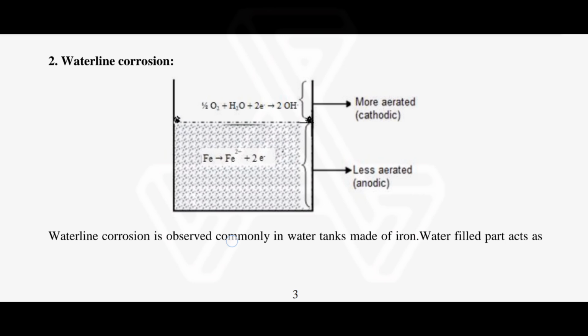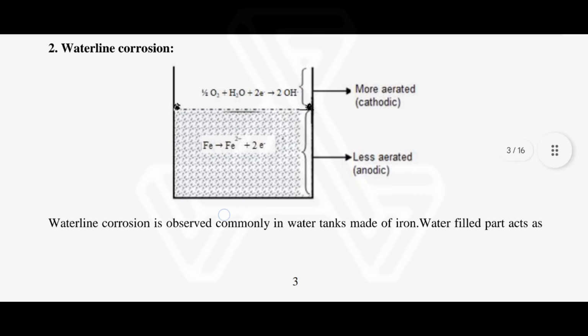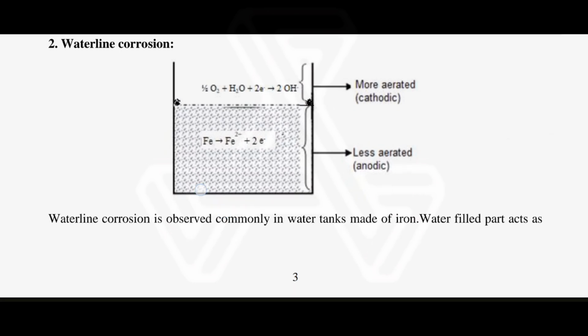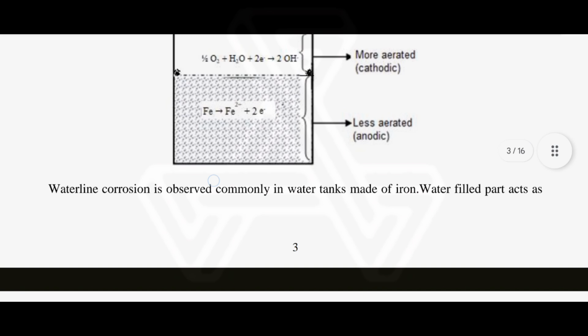Waterline corrosion. More aerated, cathodic: ½O2 + H2O + 2e− gives 2OH−. Less aerated: Fe gives Fe2+ + 2e−. Waterline corrosion is observed commonly in water tanks made of iron.